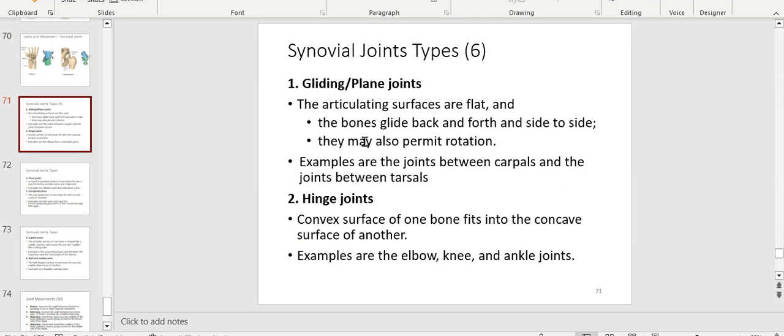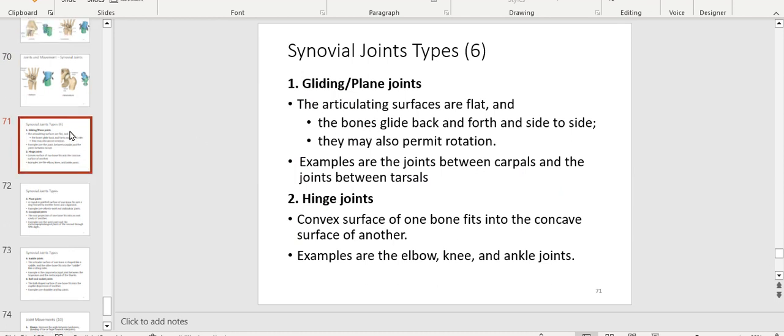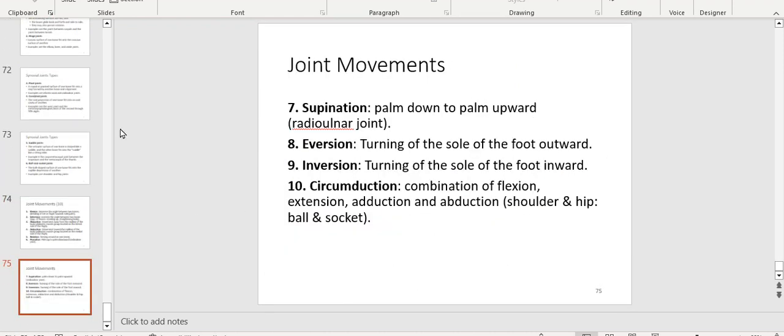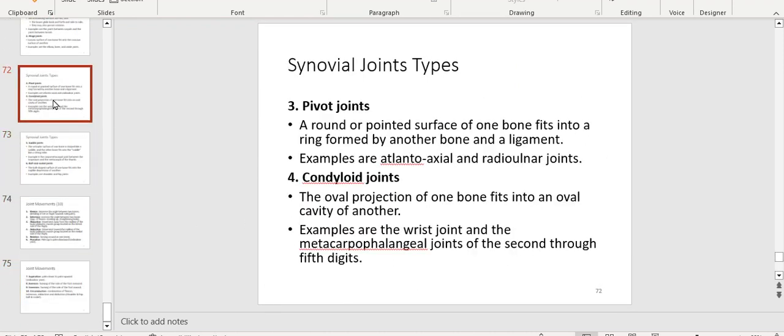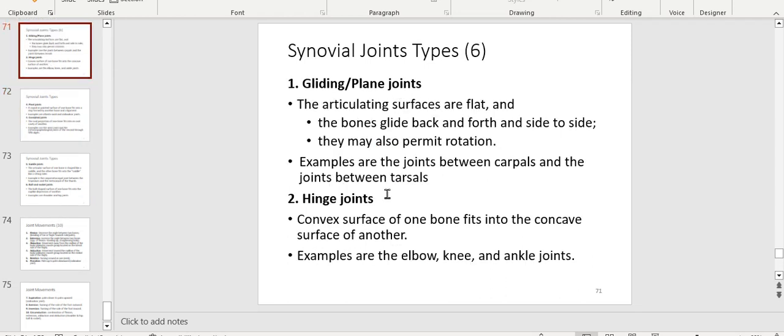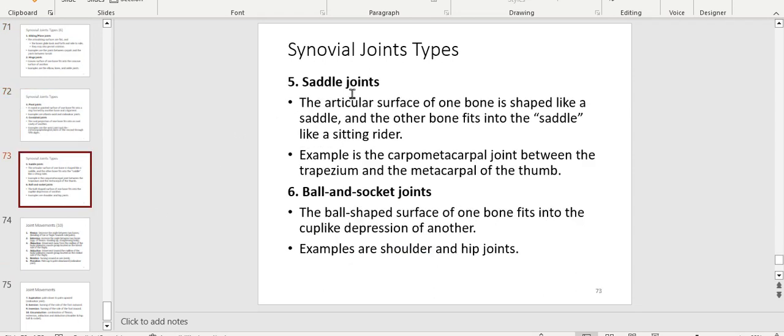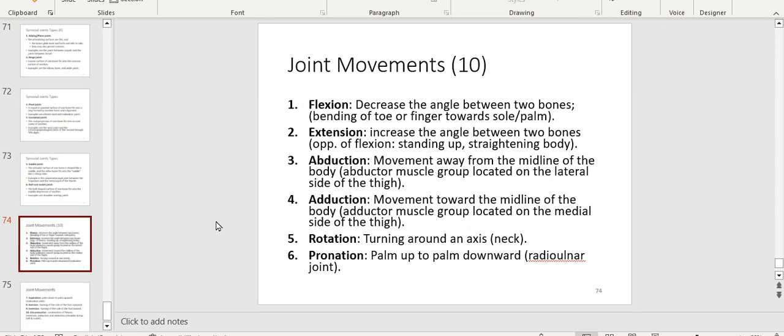Just going back, you guys can have a read of these. It just goes into what we just saw right there. You guys can have a read of those. Saddle joints, there's more detail. Just going back: gliding, plane joints, the hinge joint, pivot, condyloid, saddle joint, ball and socket. Have a read of those. We saw these last week.